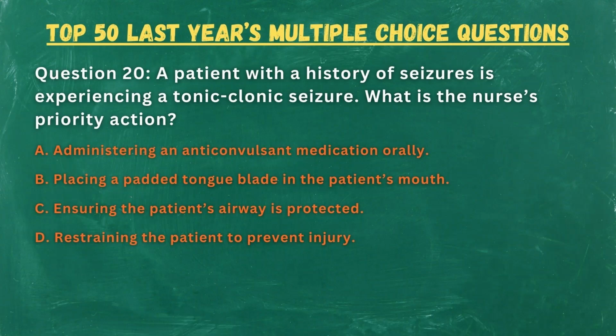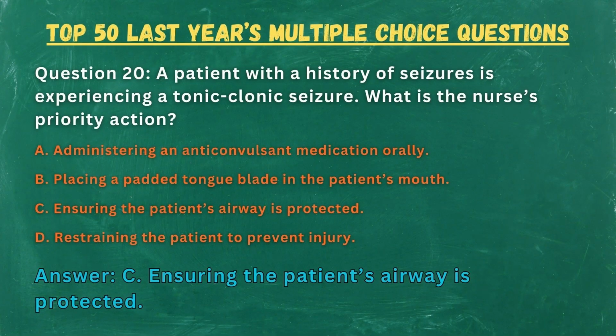Question 20. A patient with a history of seizures is experiencing a tonic-clonic seizure. What is the nurse's priority action? A. Administering an anticonvulsant medication orally. B. Placing a padded tongue blade in the patient's mouth. C. Ensuring the patient's airway is protected. D. Restraining the patient to prevent injury. Answer: C. Ensuring the patient's airway is protected.